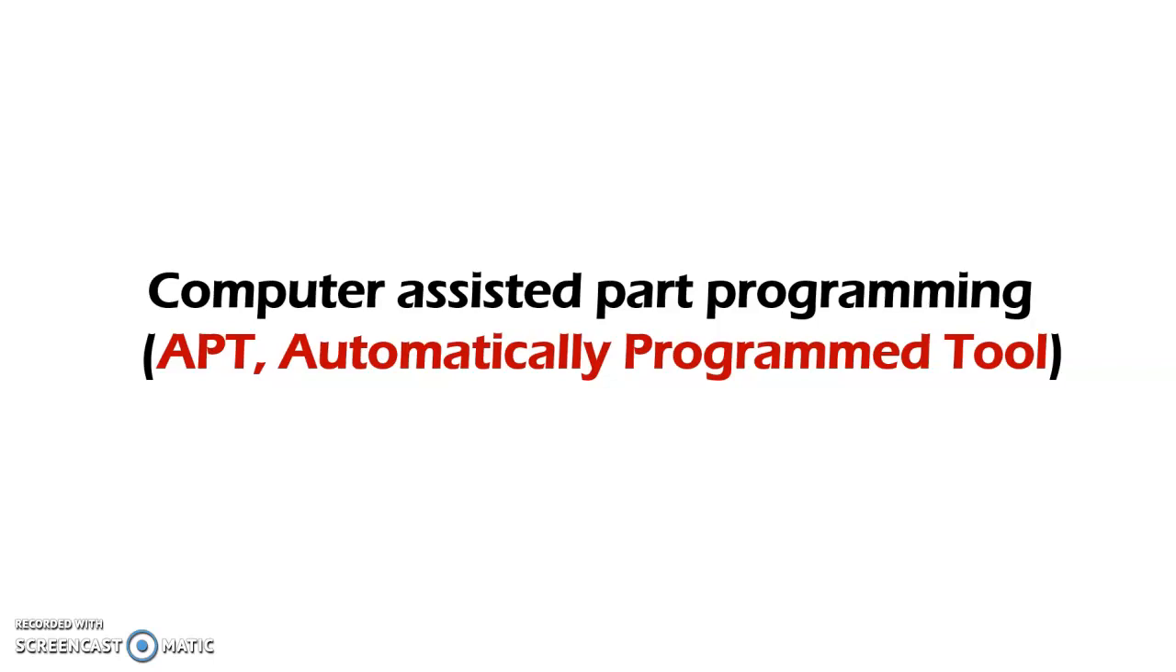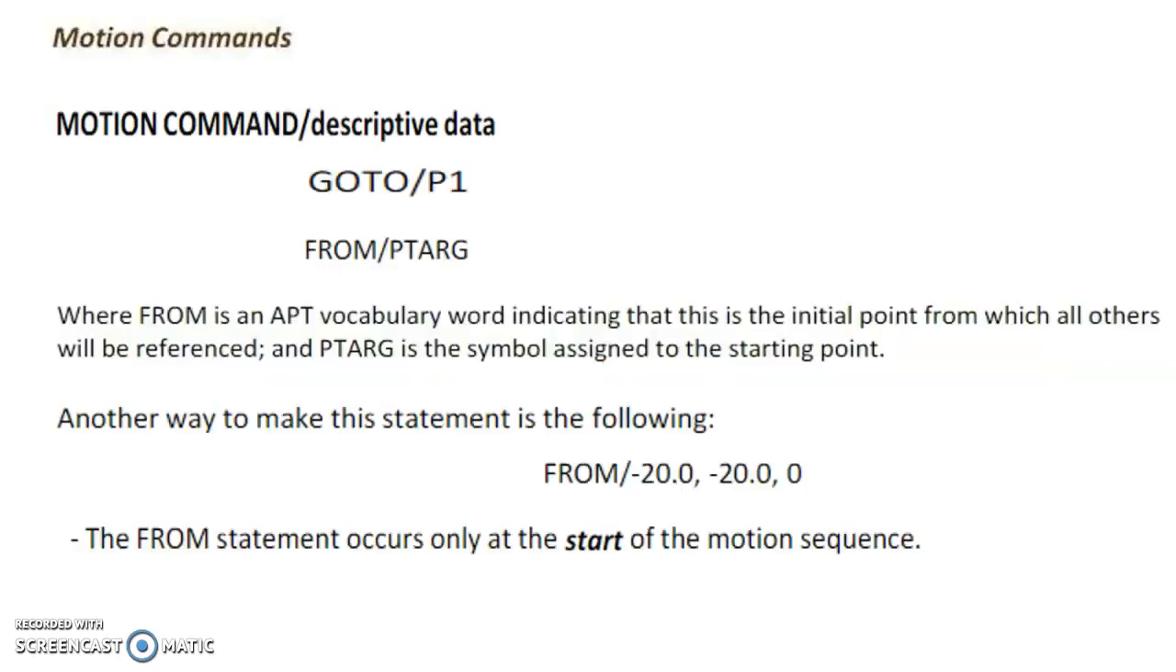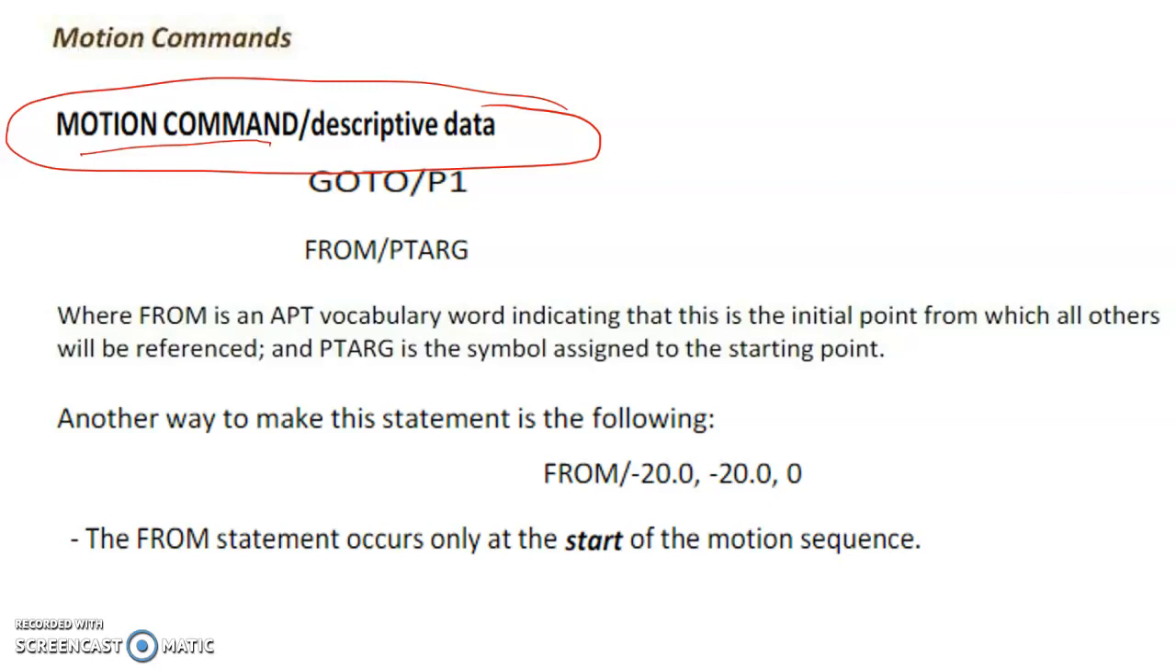Welcome back to the next session of Computer Assisted Part Programming or APT. Here we discuss various motion commands or motion statements in APT. The motion command general format is shown over here. It consists of a motion command and the descriptive data. The example is shown over here.